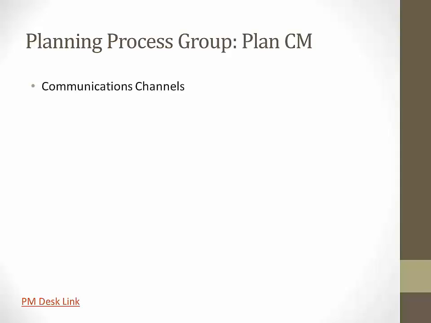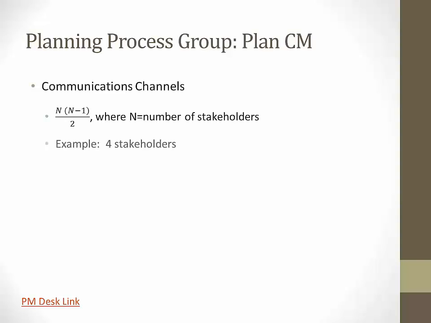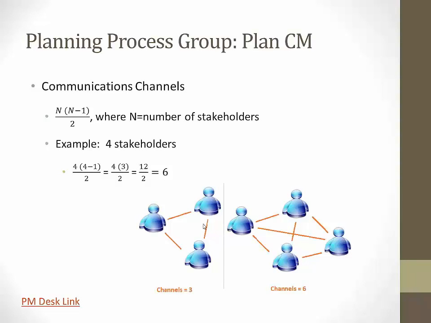Okay, so we talked about communication channels. Here's the formula. It's really simple. In the numerator you have n, you multiply it by n minus 1, and the denominator is 2. N is the number of stakeholders, so if you had an example with 4 stakeholders, your formula is 4 times 3, which is 12, divided by 2, so you have 6 communication channels. And if you look at the picture on the right, you can count the lines, and there are indeed 6.